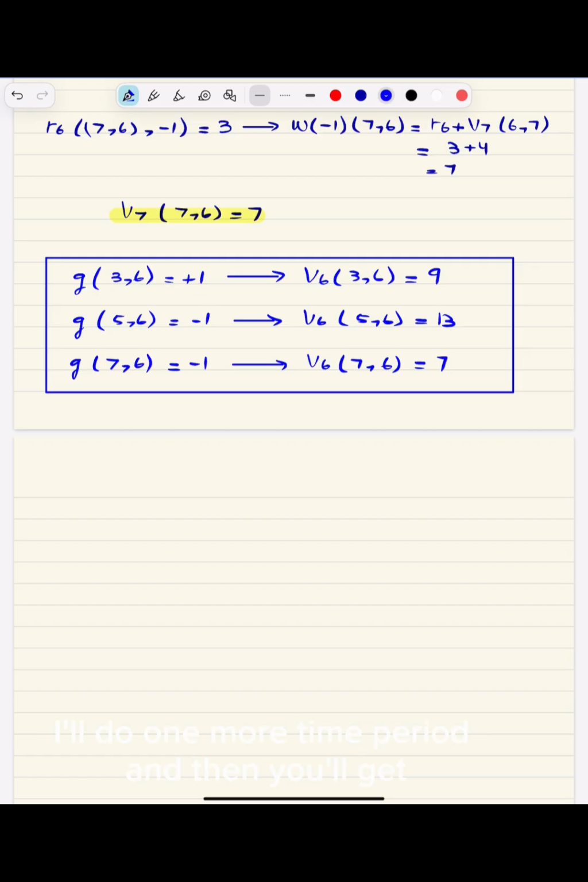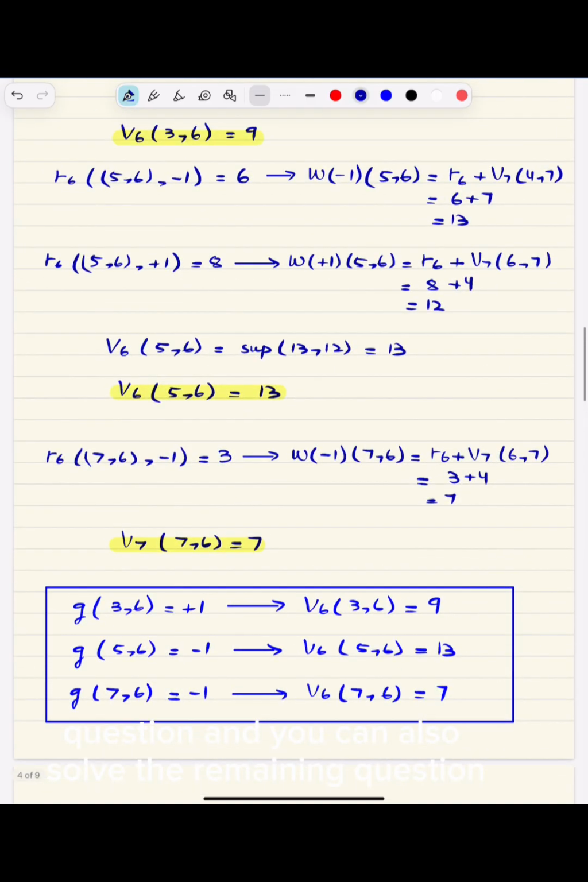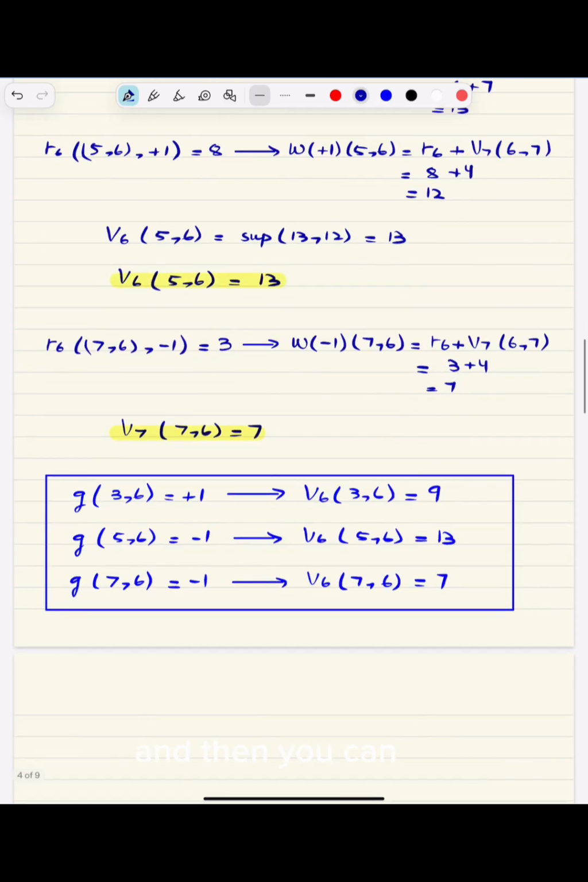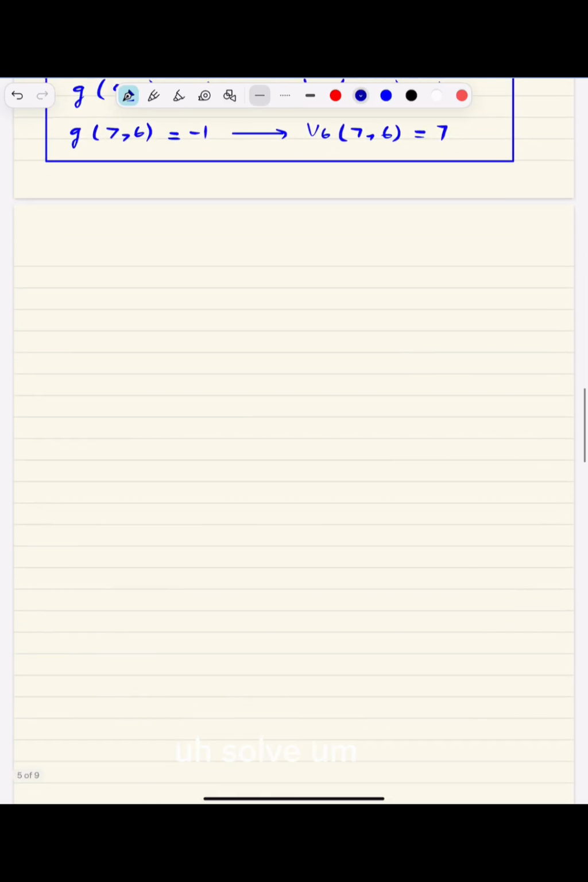I'll do one more time period, and then you'll get the hang of this. Actually, I'll cut the video and solve the remaining question, and you can also solve the remaining question, and then you can continue the video. So I would suggest that you solve the whole question by yourself. Just pause the video when I stop after this time period, and see if you got it right.